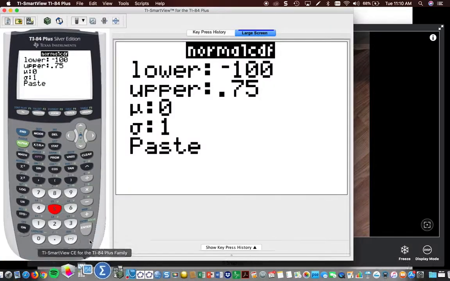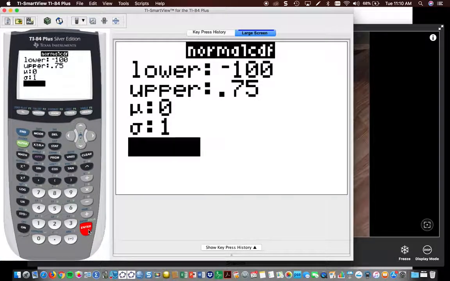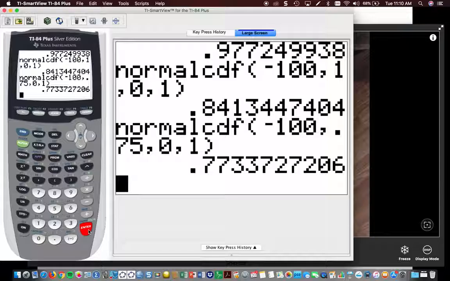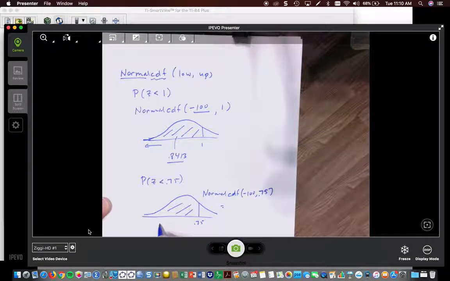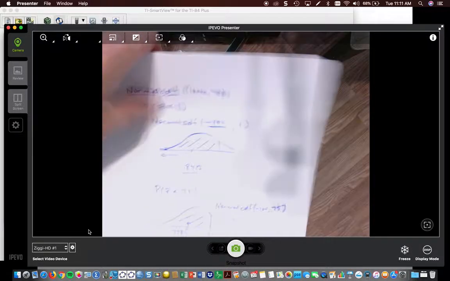I'm going to paste that in the home screen, hit enter, and it tells me that that answer is about 0.7734. All right, so 0.7734 is this area. Okay, the next one then.